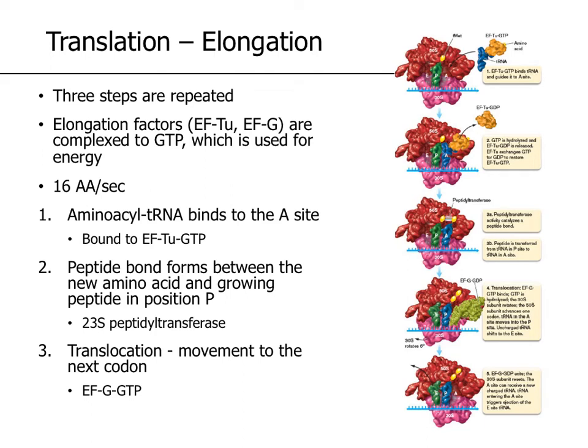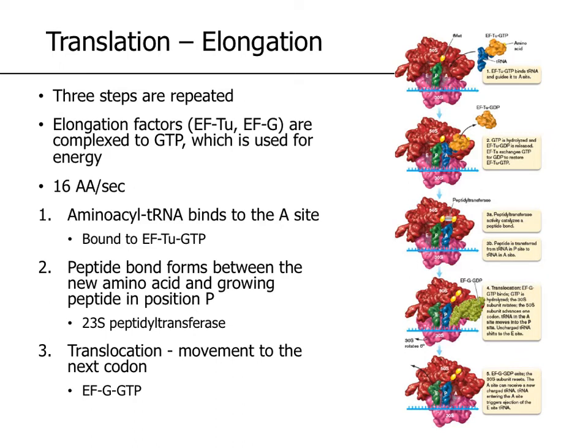All right, so for elongation, you have these basic 3 steps that are repeated over and over. Again, there are other factors, and this time they're called elongation factors: EF-Tu and EF-G. These again are going to be complexed with GTP to bring in energy. In the first step, the aminoacyl tRNA binds to the A site.